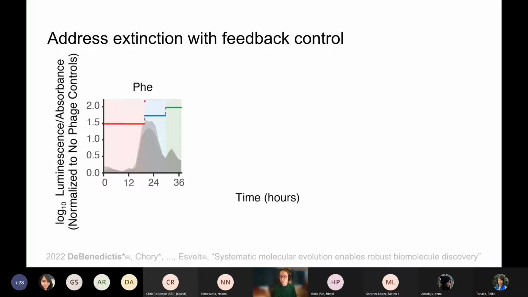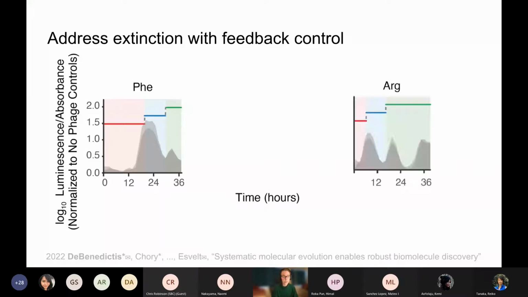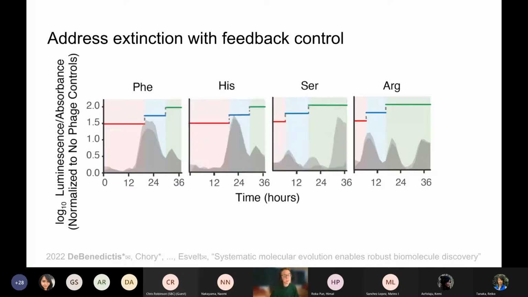For phenylalanine, which was the biomolecule that had the least initial activity, it stays on easy for a real long time. It stays on easy for nearly 20 hours before it starts being subjected to a more challenging environment. In contrast, for arginine, which was the best performer initially, it hardly is in the easy environment at all. It gets bumped up right away. And the other 2 biomolecules experienced, again, customized environments for their situation.